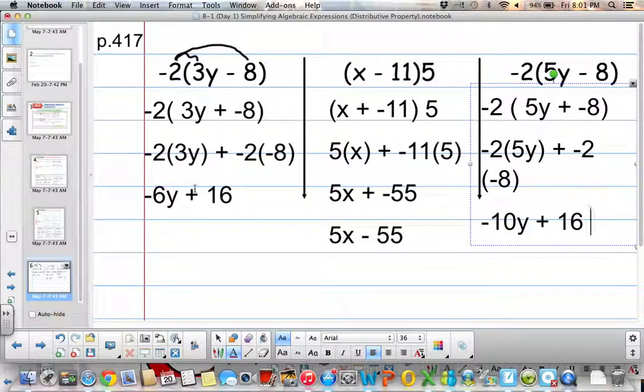So if we simplify it and we have adding a positive, then we keep it. If we simplify it and we're adding a negative, then we change it to subtracting a positive.